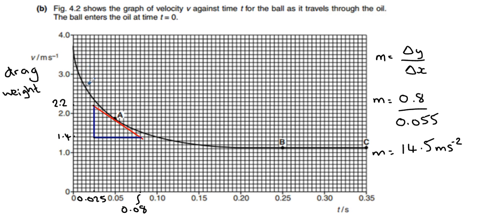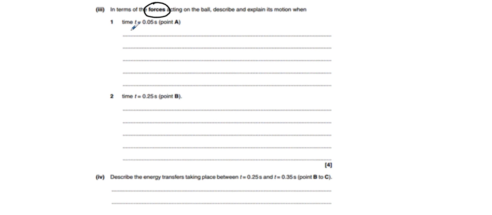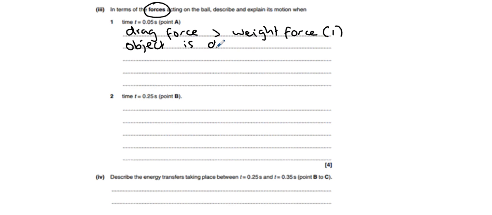Well, the motion at point A is that it's decelerating. So how can we use those forces to explain that? Well, if something's decelerating, that must mean that the drag force, which is this opposing force, must be greater than the weight force. So we need to put drag force is greater than the weight force. That'll give you 1 mark. Then object is decelerating, or you could say slowing down, will get you the other mark.